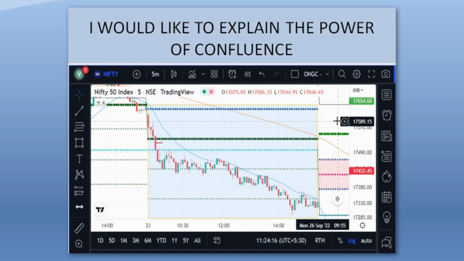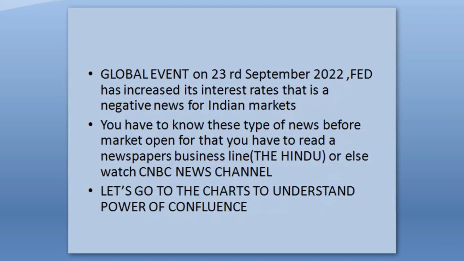Now, in the global markets on 23rd September 2022, the Fed hiked interest rates. Why I am saying this repeatedly is because you have to keep in mind that this is going to be a repetitive pattern in the markets. Whenever the Fed increases its interest rates, there is going to be an impact in the market.